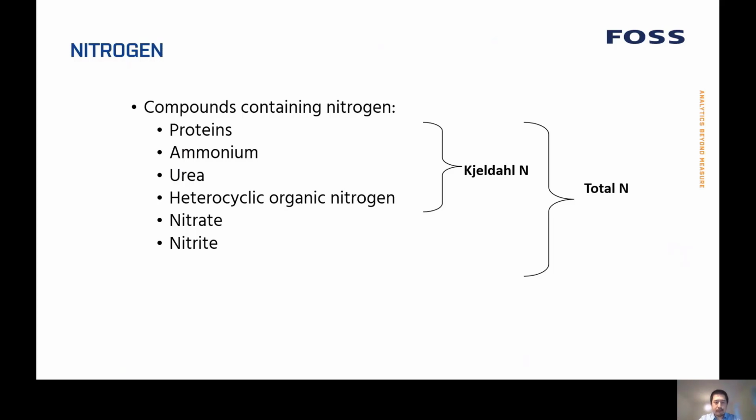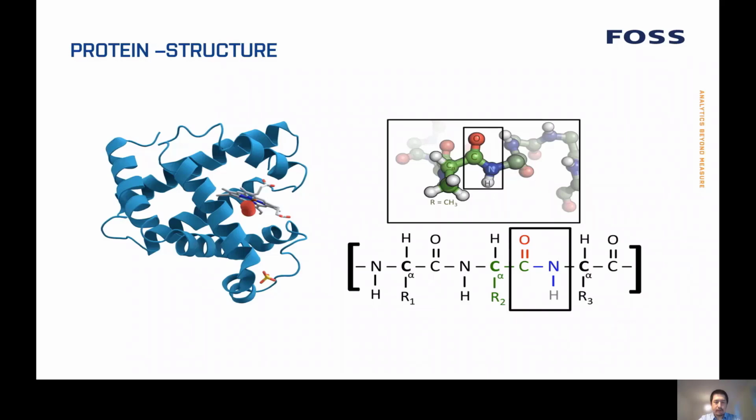And why can protein be analyzed by the Kjeldahl method? We should look into this structure. From the structure, you can see the protein is like a chain, which is constituted by amino acids. The amino acid is the basic unit, and each amino acid has a nitrogen molecule inside. So there is one nitrogen in each basic unit.